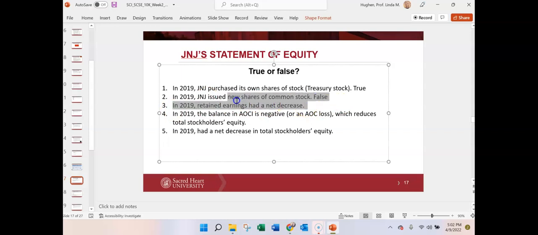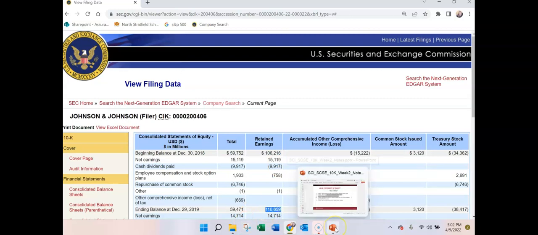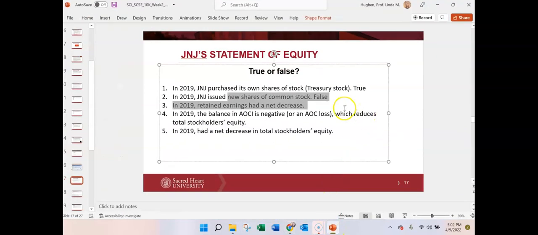Retained earnings had a net decrease over the year. Let's look at our retained earnings column. Starts with 106 billion and it ends with 110 billion. So that is false. Retained earnings went up over the period. Obviously, I could have also answered that question just looking at the balance sheet.